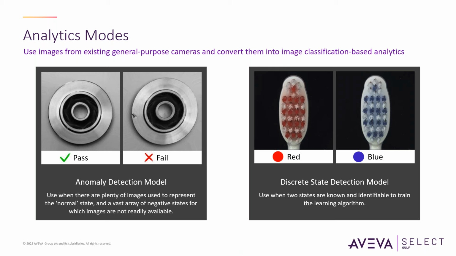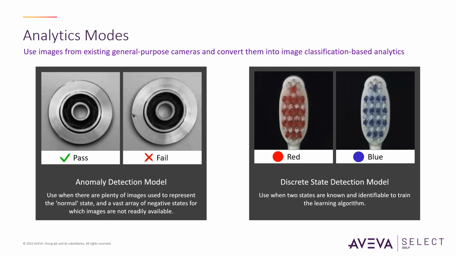The discrete state detection is when I have two states to detect. So for example, in the example on the right, we have two toothbrushes, and we can detect a red and a blue toothbrush. Now, if it's not red and it's not blue, we can go for unlabeled detection.